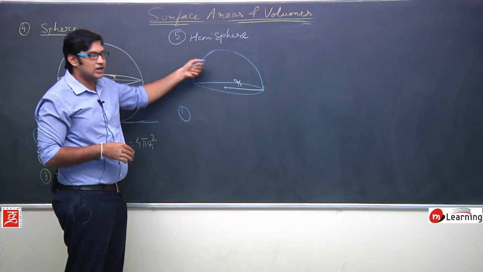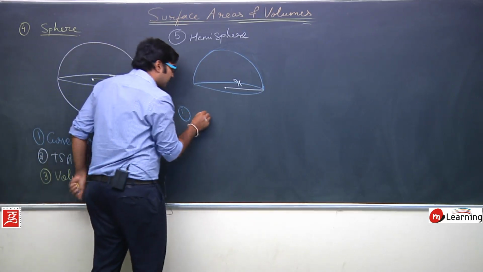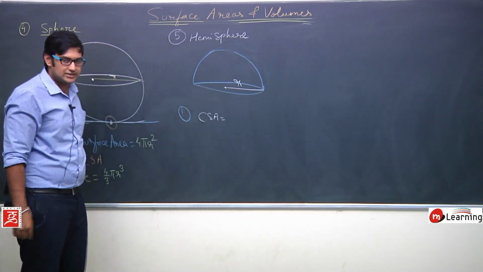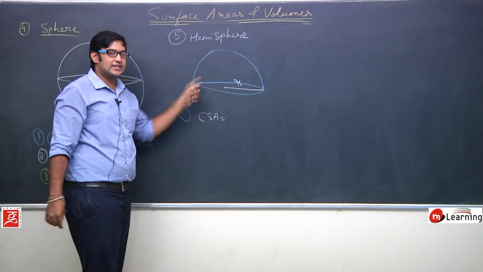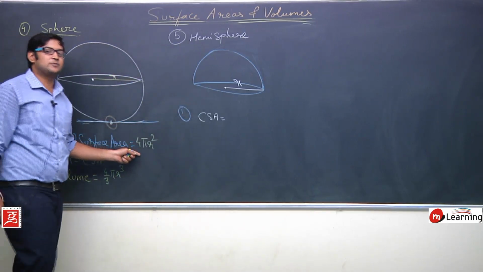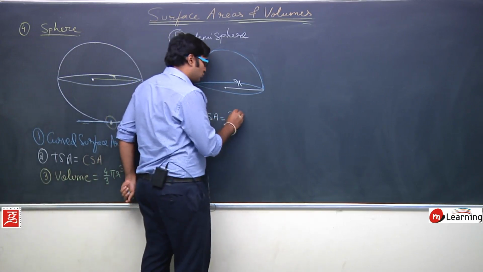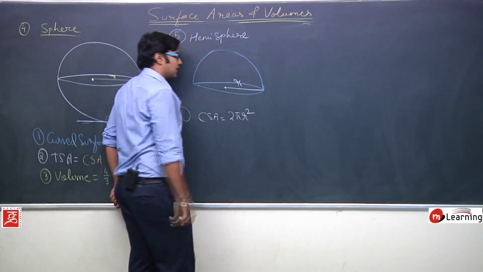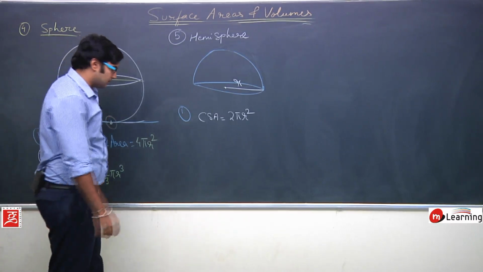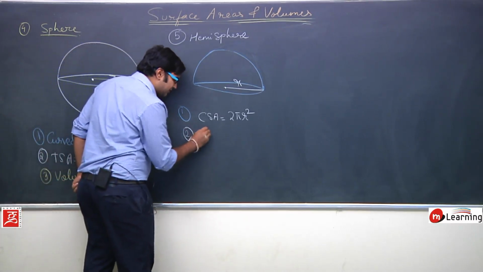So if I talk about the curved surface area of this hemisphere, of this part of the sphere, the curved surface area of this hemisphere will be half of curved surface area of this sphere, that is 2 pi r square. Okay, just half of curved surface area of the sphere. The second thing is total surface area.